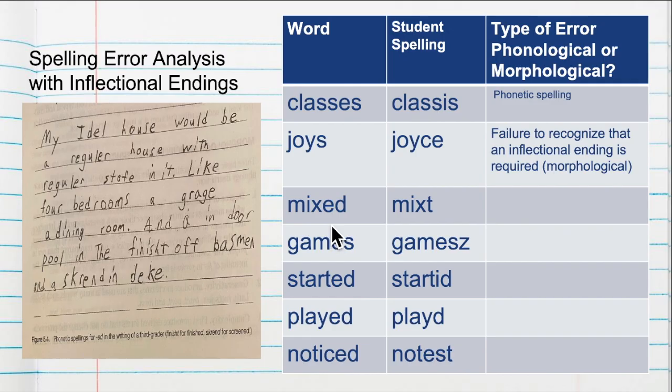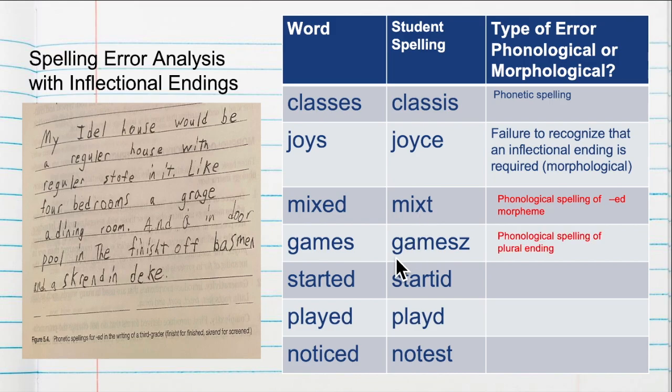Take a look at mixed. What happened here? If you notice that they had a phonological misspelling of the ED, you are correct. That's because the X has a voice off, and so the sound that you're going to make for ED is the voice off sound, which is that T.